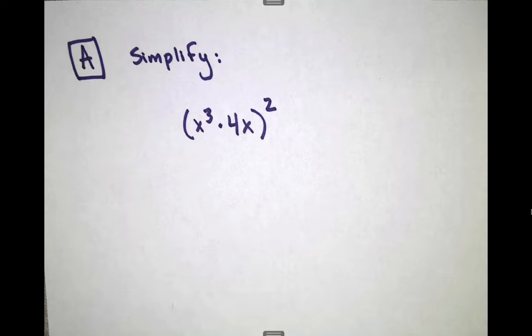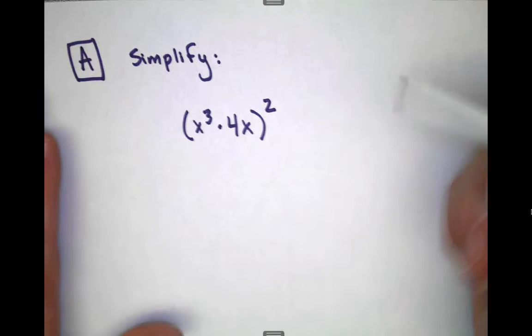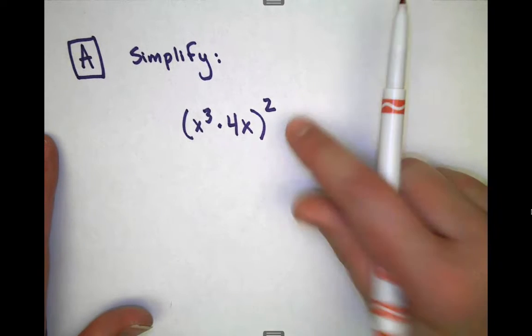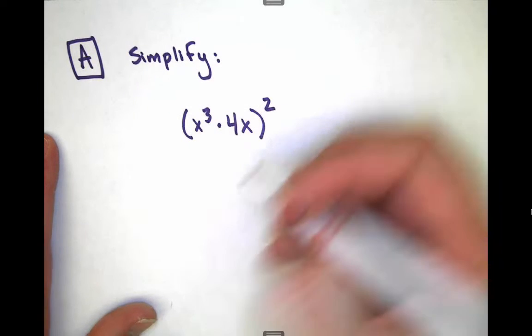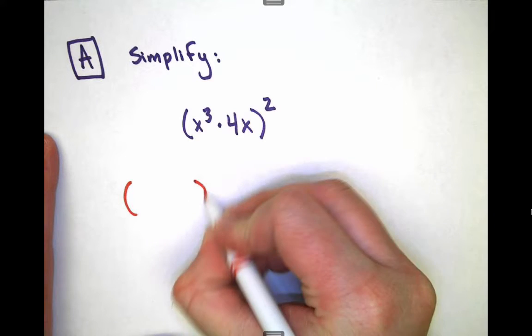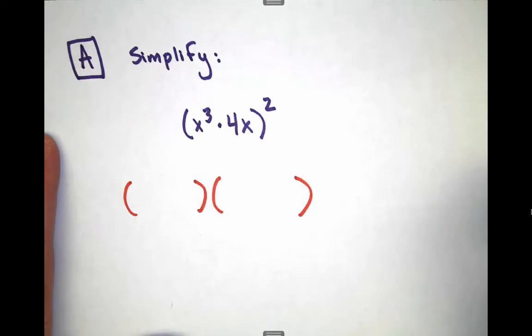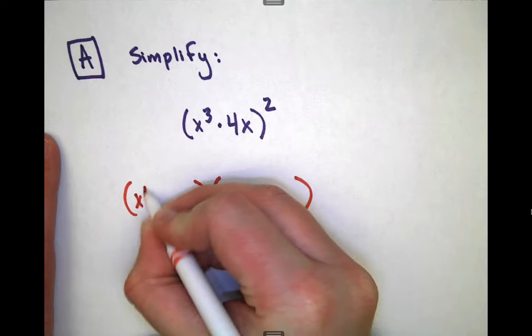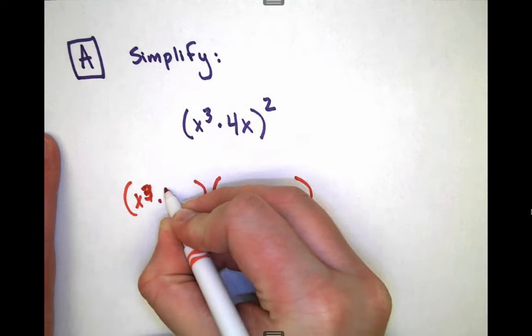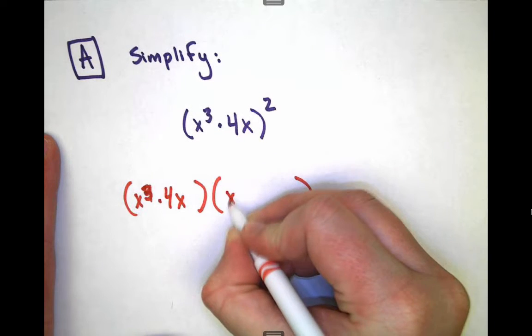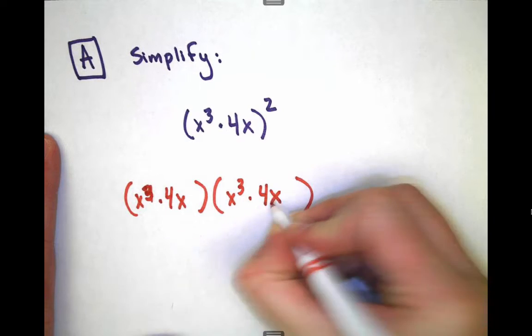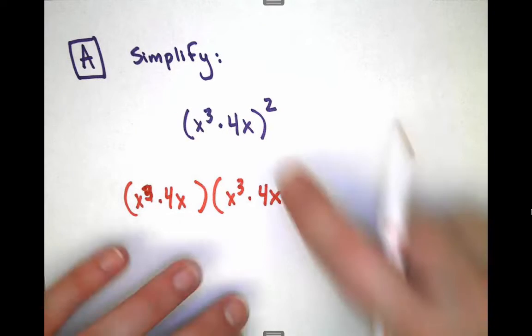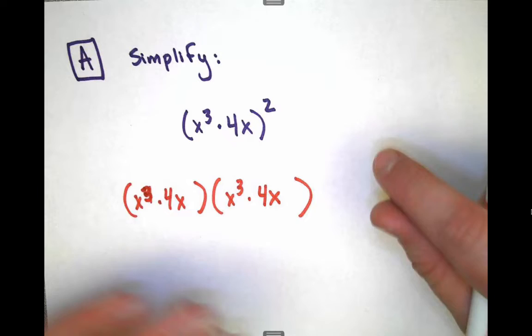Okay, you ready to check your answer? So remember what we're doing here. We're using expansion. We're going to make it big before it gets small. So when I see parentheses squared, what I really see is parentheses times parentheses. I see x to the third times 4x and x to the third times 4x times each other. Squared means there's two of these identical parentheses.